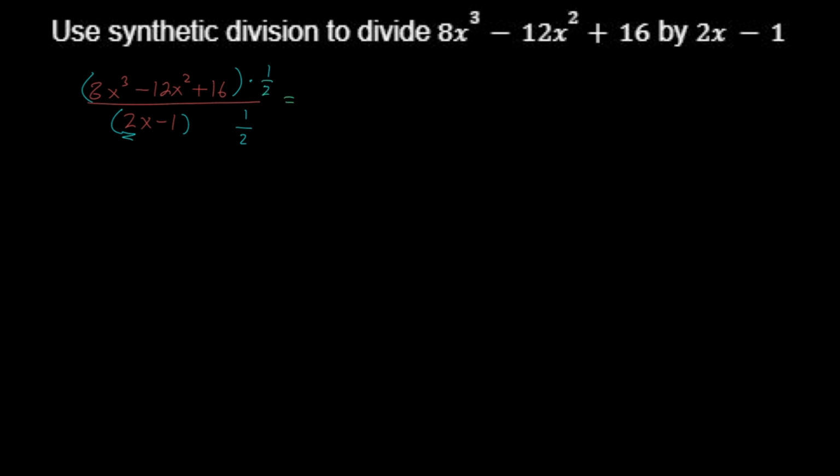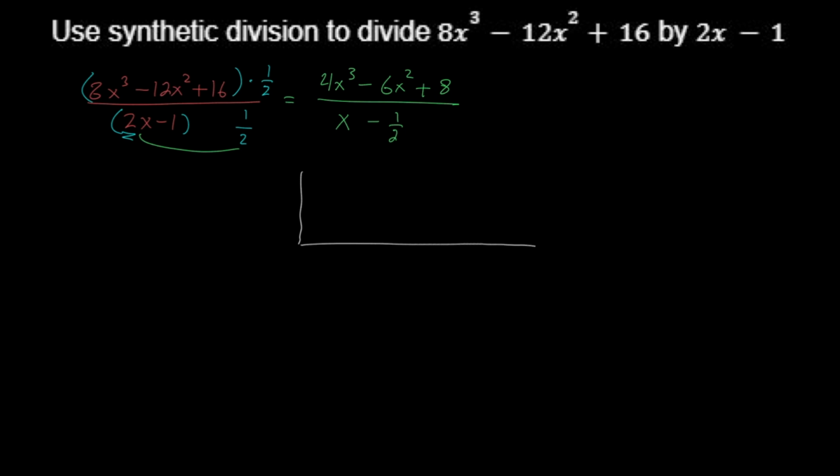In doing so, it turns into 4x to the third minus 6x squared plus 8 over, multiplying by 1/2 on the bottom, 1/2 times 2x, the 1/2 and 2x will cancel out, leaving me with just the x. And then 1/2 times the negative 1 is minus 1/2. So I've rewritten the polynomial now, and I'll set up synthetic division.